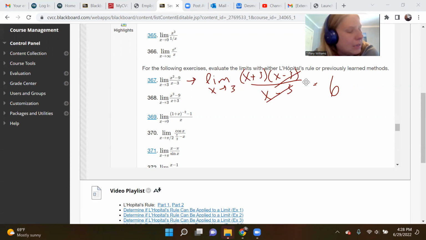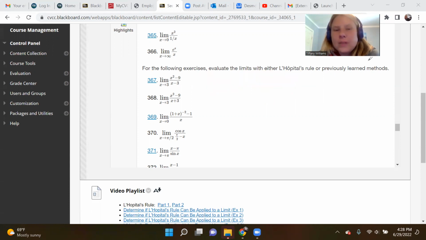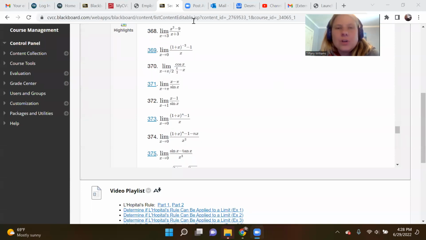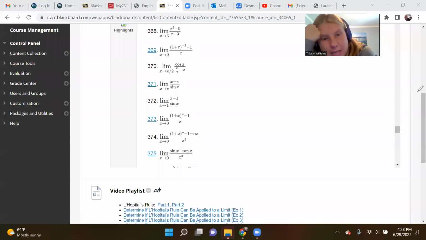Let's look at 371. So 371, we've got a trig function here. We've got the limit as x approaches pi of x minus pi over sine of x. There's no way to clean this thing up algebraically like I did with the previous problem. So I'm going to go ahead and use L'Hopital's rule.